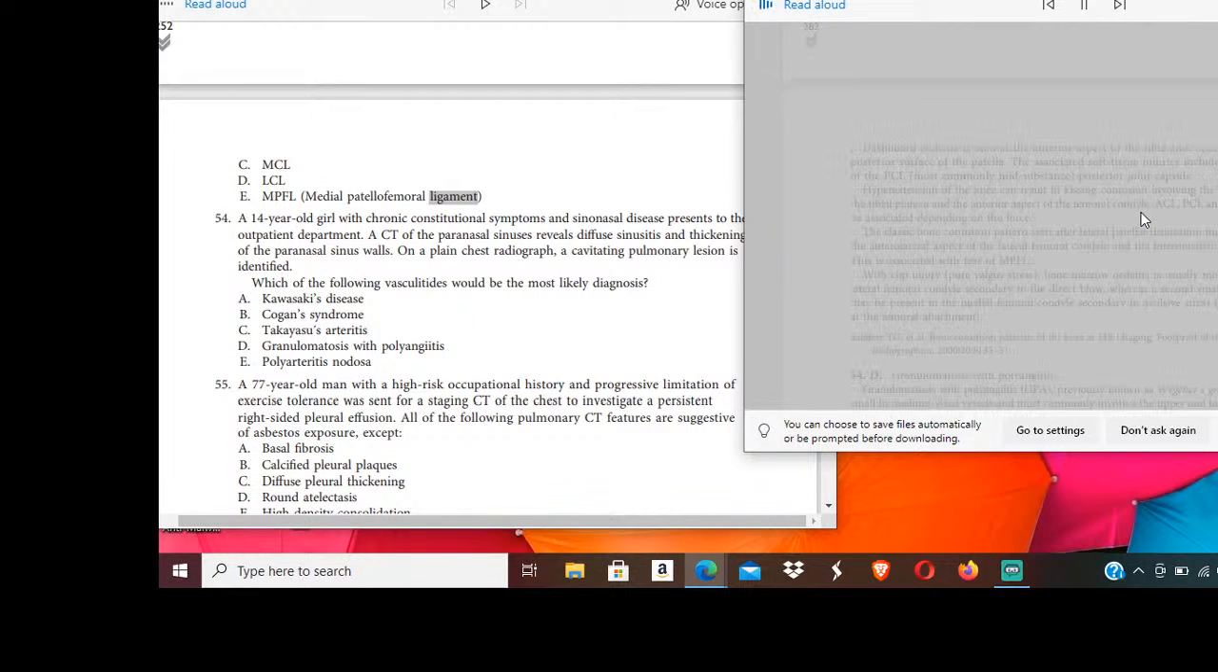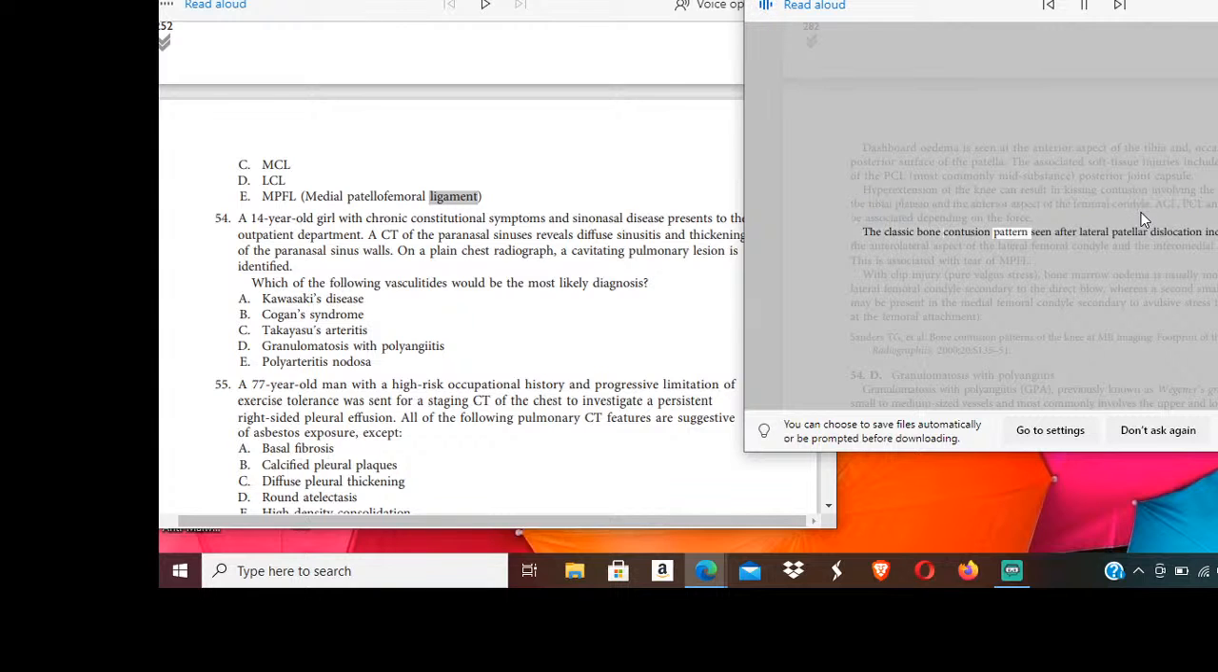Dashboard edema is seen at the anterior aspect of the tibia and occasionally at the posterior surface of the patella. The associated soft tissue injuries include disruption of the PCL, most commonly mid-substance, and posterior joint capsule. Hyperextension of the knee can result in kissing contusion involving the anterior aspect of the tibial plateau and the anterior aspect of the femoral condyle. ACL, PCL, and meniscal injury can be associated depending on the force.